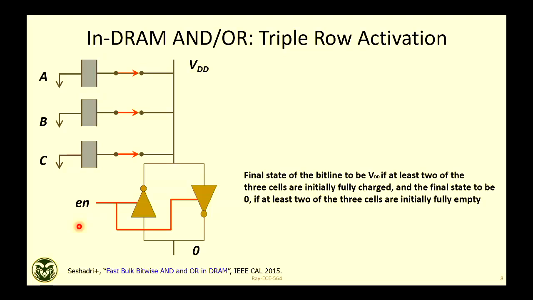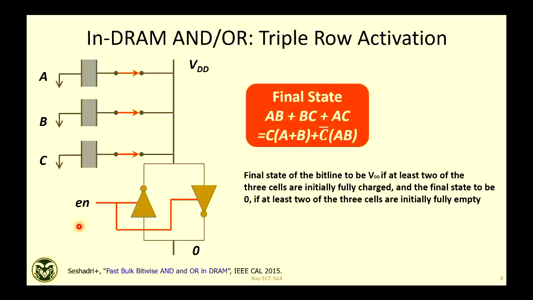Yes, depends on C's charge or not. Yeah, I mean, including C. So C is also a variable, for example. So how will we mathematically write this logic? It's a majority function, right? Which is AB plus BC plus AC.